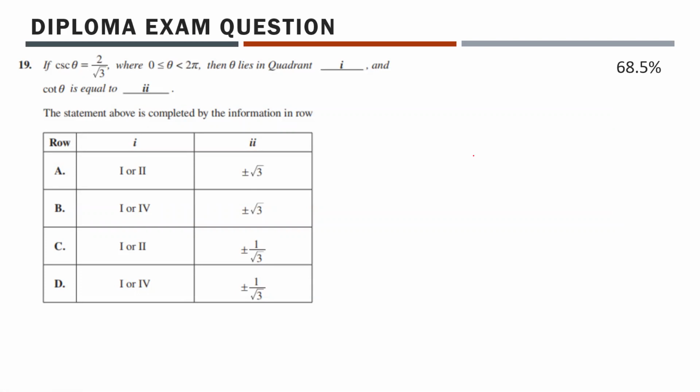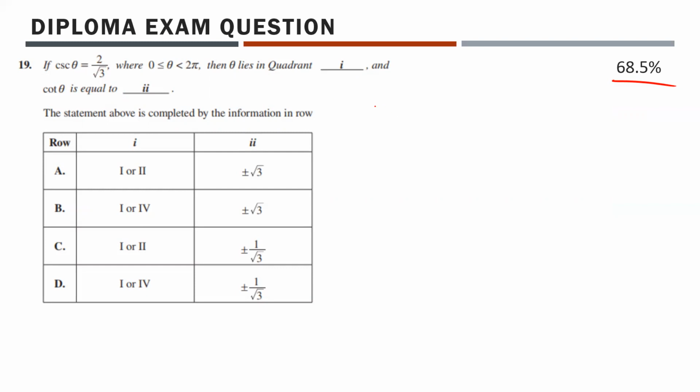So as you can see in the corner here, 68.5%, that's the percentage of students in Alberta that got this question correct. The question is saying if cosecant theta is 2 over root 3, where 0 is less than or equal to theta and theta is less than 2 pi, then theta lies in quadrant blank and cotangent theta is equal to blank. First of all, notice cosecant theta is 2 over root 3.